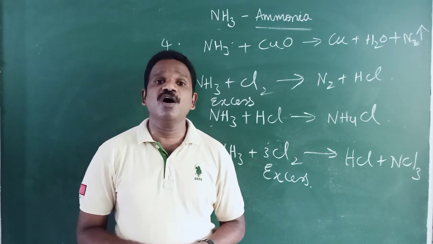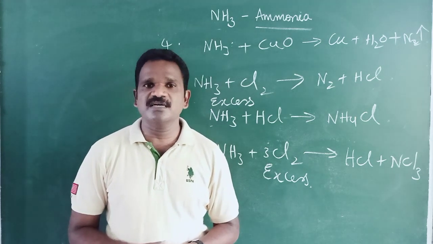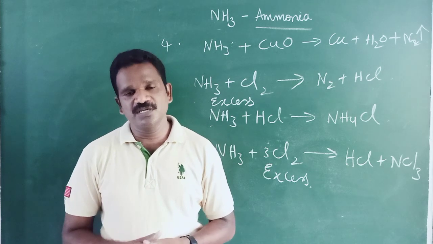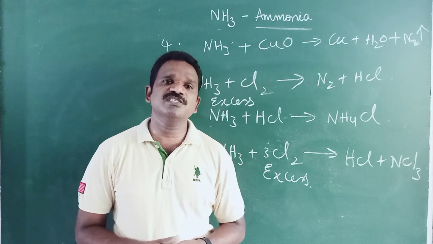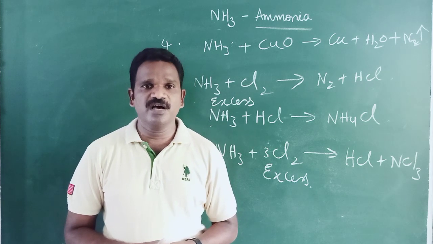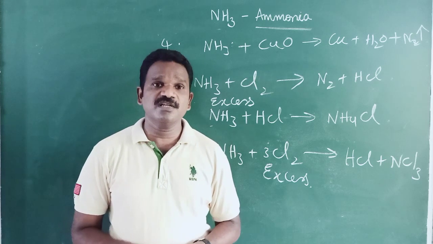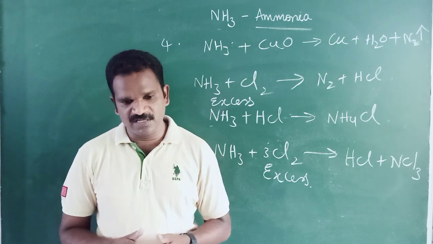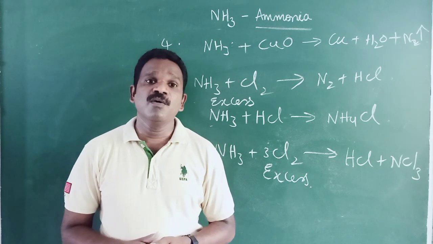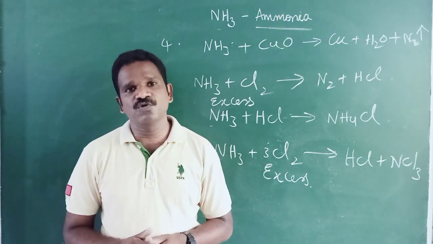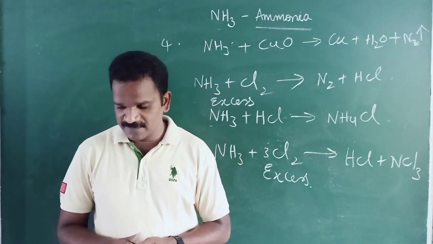Fourthly, we have seen how ammonia acts as a reducing agent. When ammonia is treated with the black cupric oxide, cupric oxide is reduced to copper. Then we have seen the reduction of chlorine by ammonia. When excess of ammonia is treated with chlorine, we get nitrogen, and when excess of ammonia is treated with HCl, we get ammonium chloride. Similarly, when ammonia is treated with excess chlorine, we get hydrogen chloride and nitrogen trichloride.